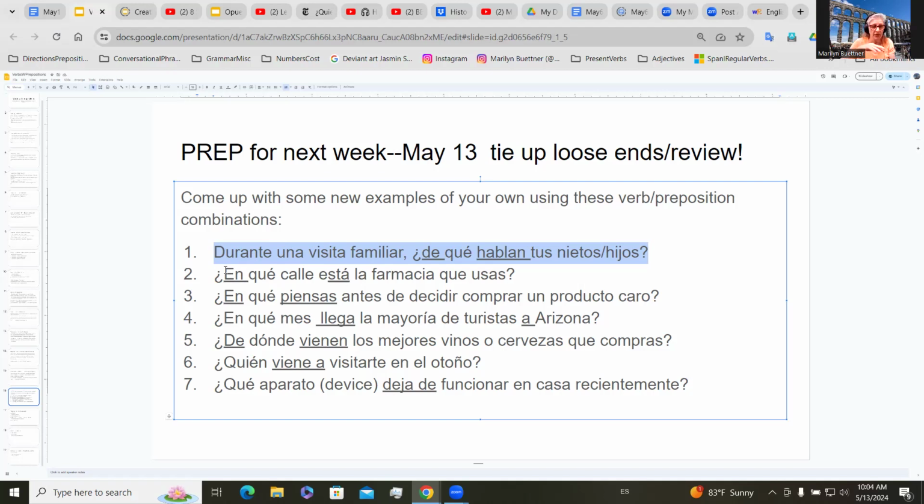Muy lógico, muy bien. ¿De qué hablan los nietos? ¿De qué hablan los hijos? Otra idea. Another idea. Yo no tengo hijos, pero siempre hablo con amigos y familiares sobre eventos actuales. Hablan de eventos actuales, current events. ¿Sí? Actual en español no es actual. Actual es current, meaning right now. Eventos actuales. Bien. Excelente. Hablan de eventos actuales. Could you say hablan sobre eventos actuales? Sí, es posible. It's possible. But the most common pairing with hablar is hablar de. Hablar de. Bien. Otra idea.